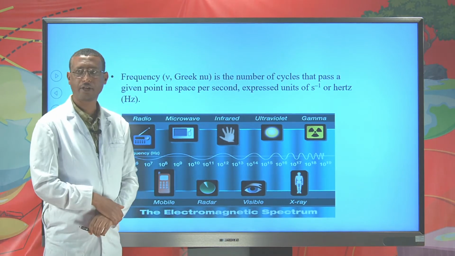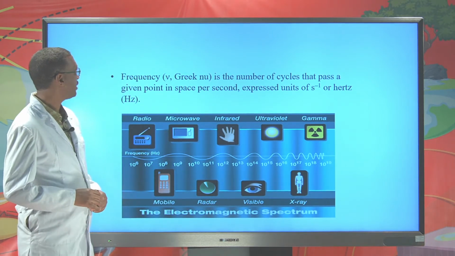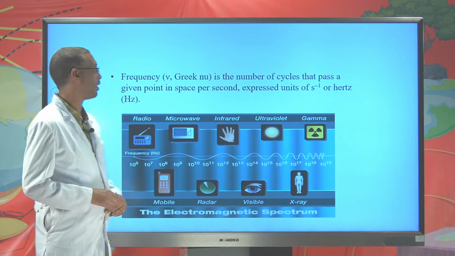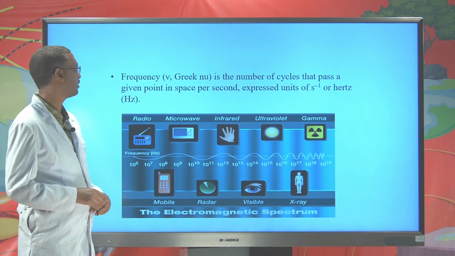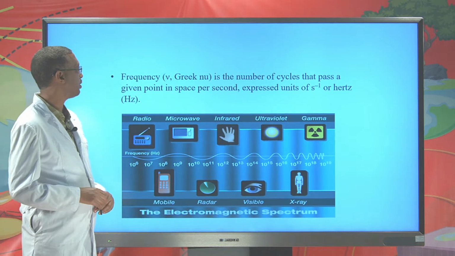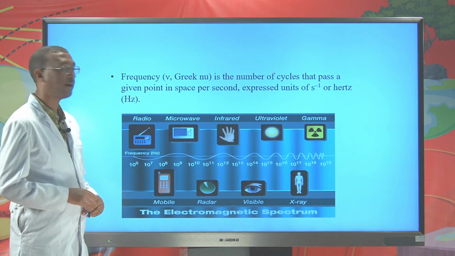Frequency, in Greek the symbol is nu. It is the number of cycles that pass a given point in space per second, expressed in the unit of per second, or hertz.